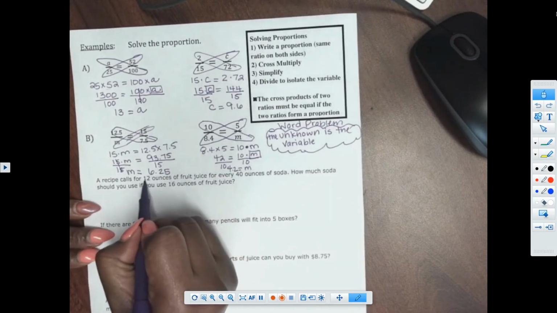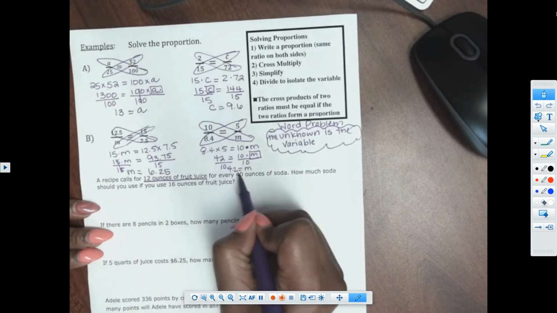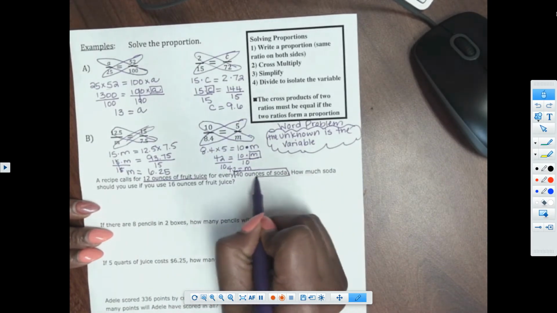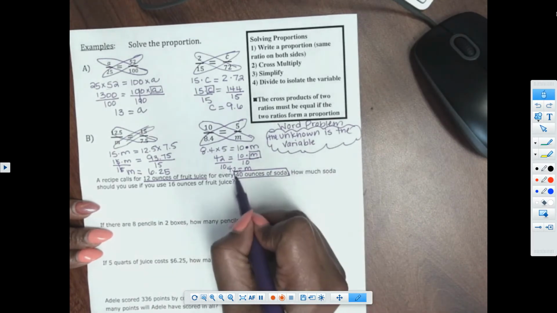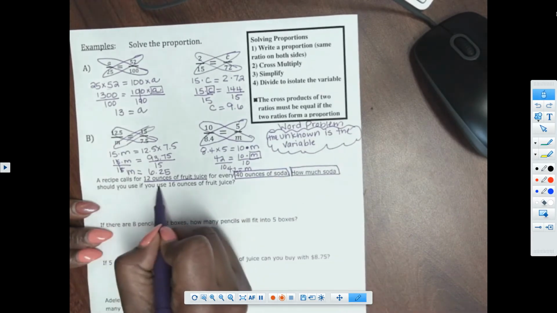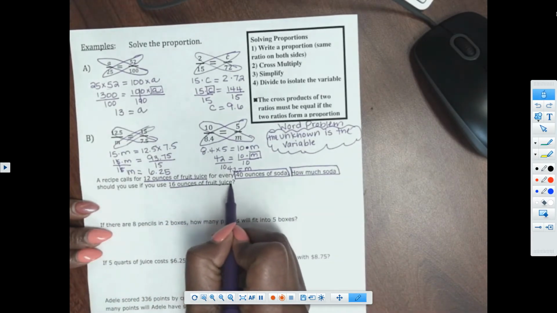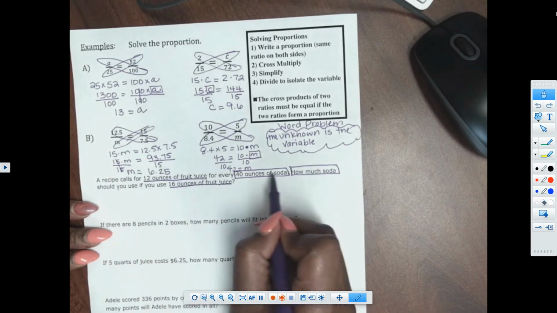So we got 12 ounces of fruit juice for every 4 ounces of soda. Then the question says how much soda. So since I box soda, I'm going to box this part. How much soda should you use for 16 ounces of fruit juice? Okay, so this lets me know these two should be together and these two should be together.